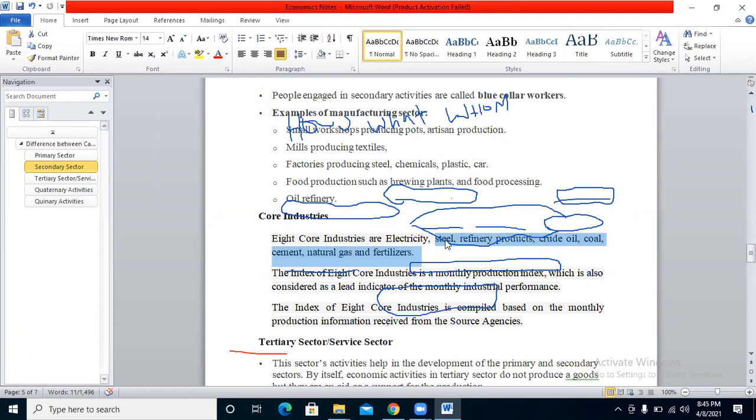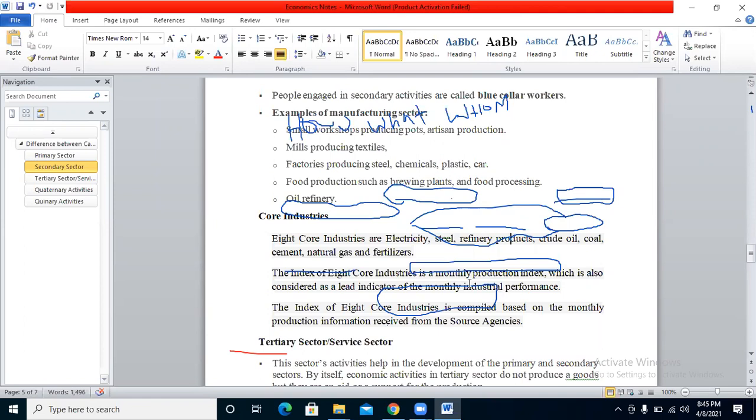This is the order: the first is steel, second is refinery, third is crude oil, then coal, cement, natural gas, and fertilizer. So these 8 core industries are used for the monthly production index of the country. Sometimes they ask which core industries the monthly production index of the country depends upon. So you have to understand what the 8 core industries are.